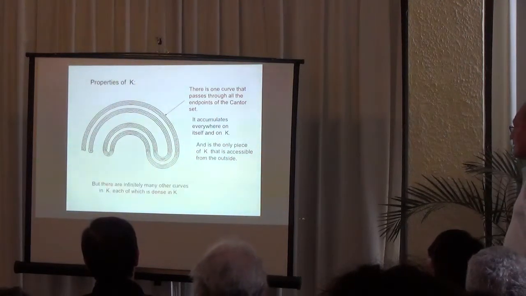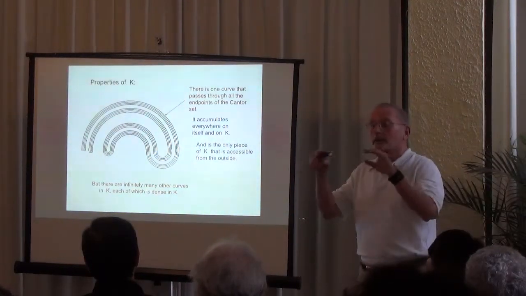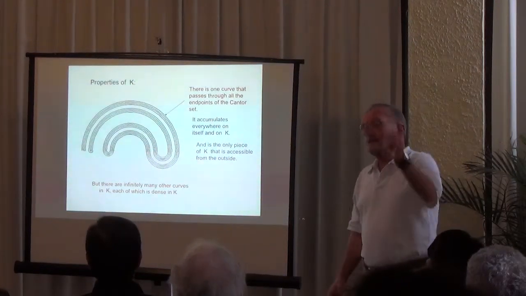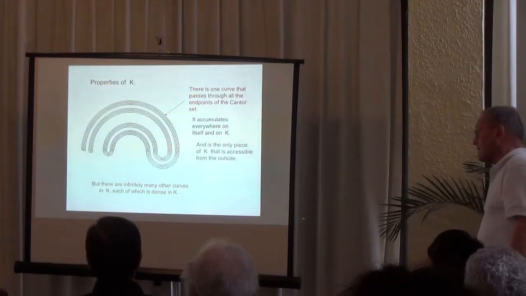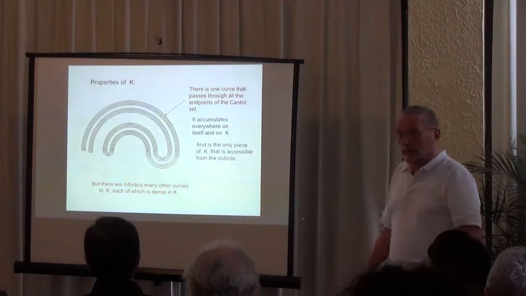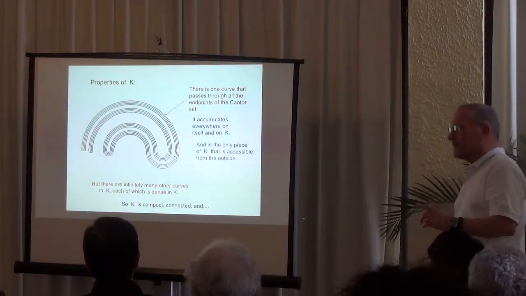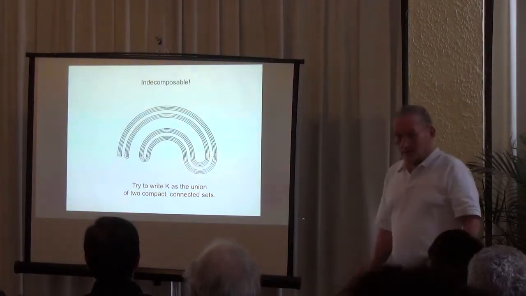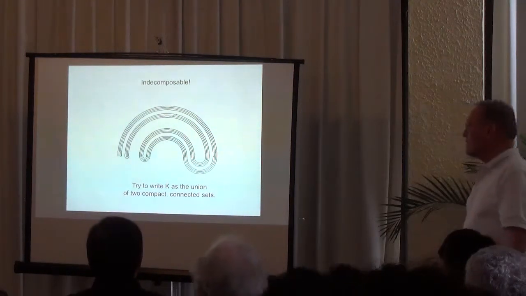But in fact, as we all know, there's infinitely many other curves, infinitely many other buried points in this Cantor set, points that aren't endpoints. Those all have curves running through them that in fact are dense in the canaster continuum. Okay, and this accessible curve accumulates everywhere on them. And then finally, this set is compact and connected, easy to prove, and indecomposable. Okay, I'm not going to prove that, I'm just asserting that it's true. But just think about it.